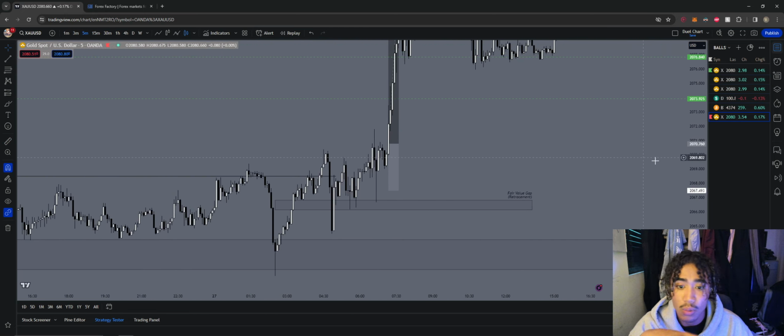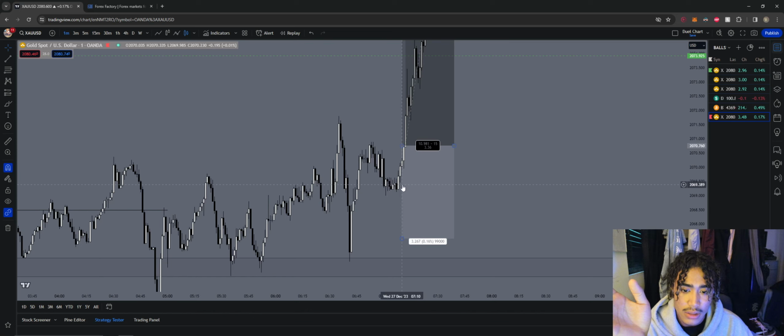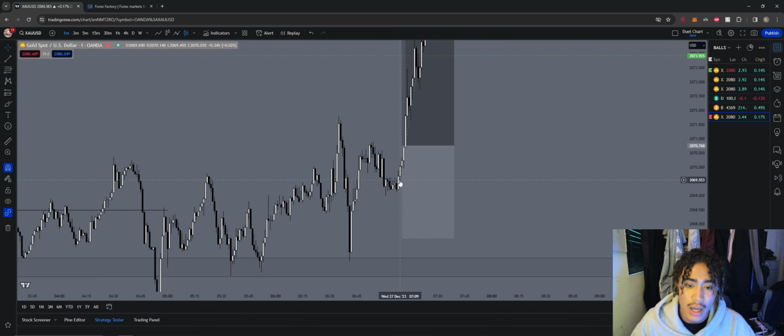a 1 minute break of structure to the upside. Well, a liquidity sweep break of structure to the upside. Price came down, took out all these lows, broke structure to the upside. I was going to enter on this breaker structure right here.